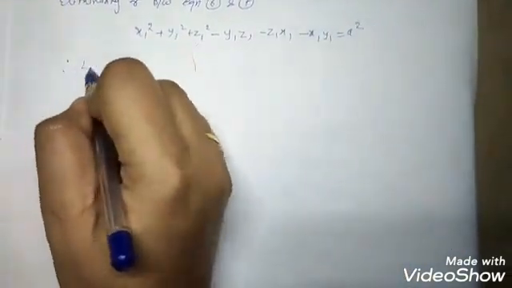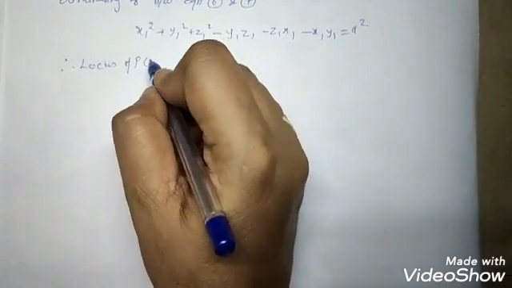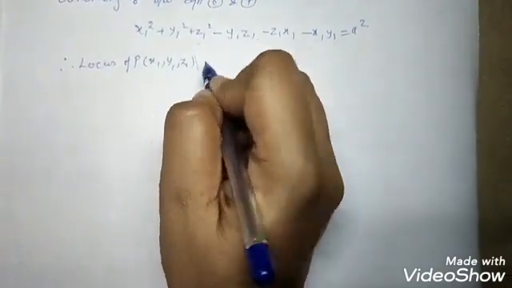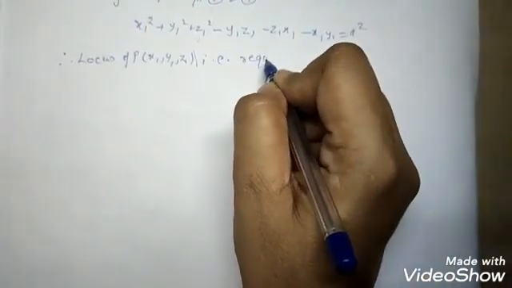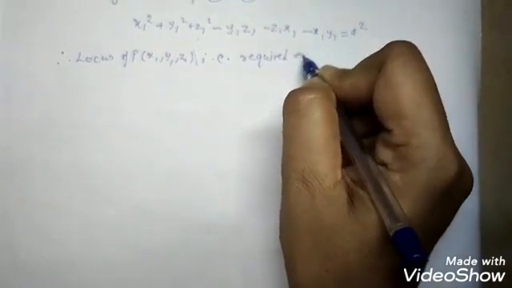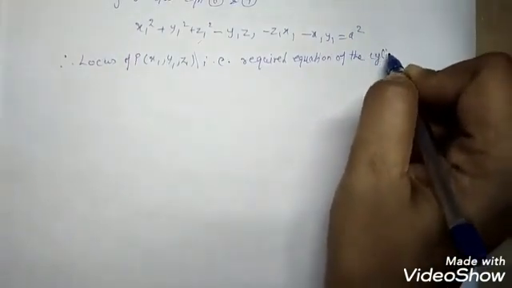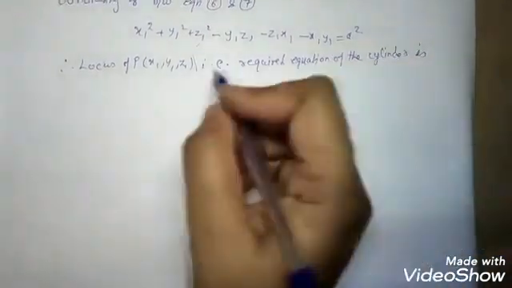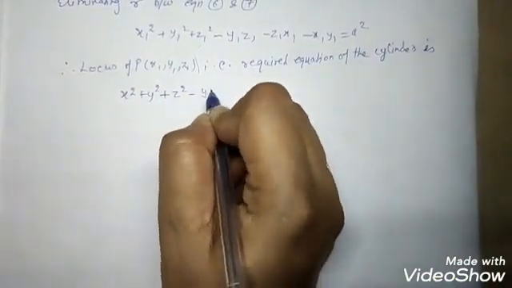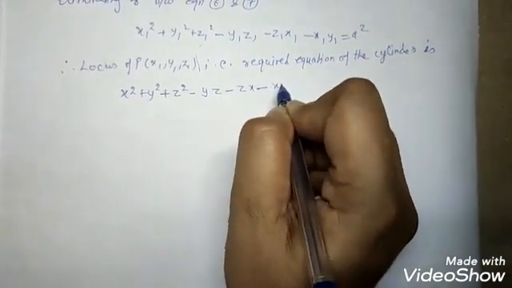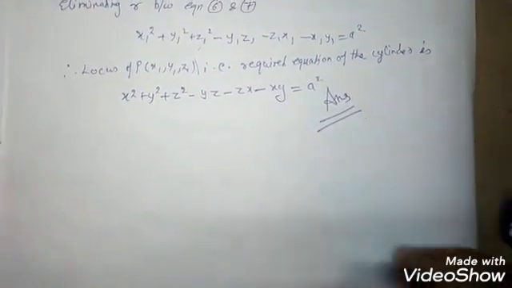So the locus of the point P(x1, y1, z1), that is the required equation of the cylinder, is given by x square plus y square plus z square minus yz minus zx minus xy equal to a square. So this is the answer.